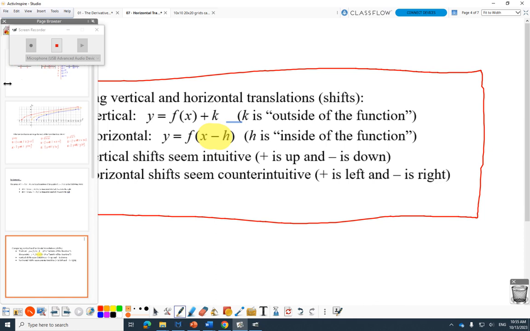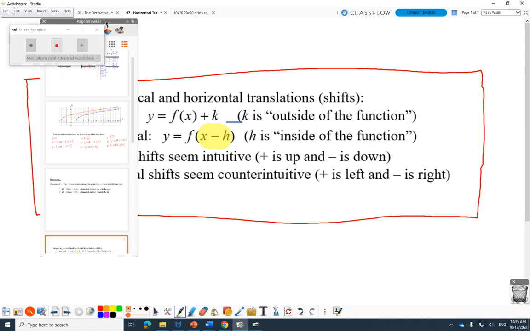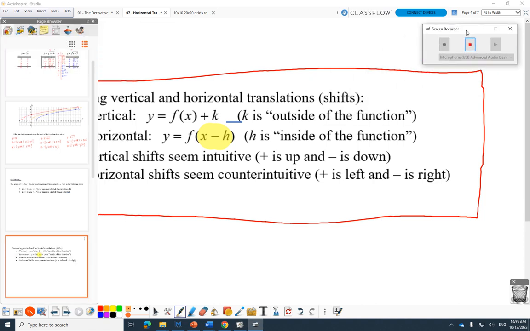Hey, stop that. No, move this over there. Minimize that. Uh-oh, there it goes.